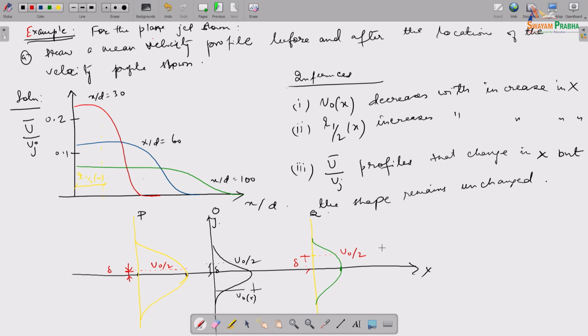Let us write it out properly. Here u naught, say x1 by 2, and this one is going to be x1. Then x naught, and this is x2. Okay, so this is fine.